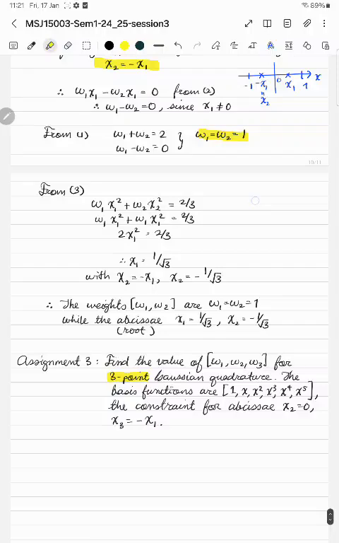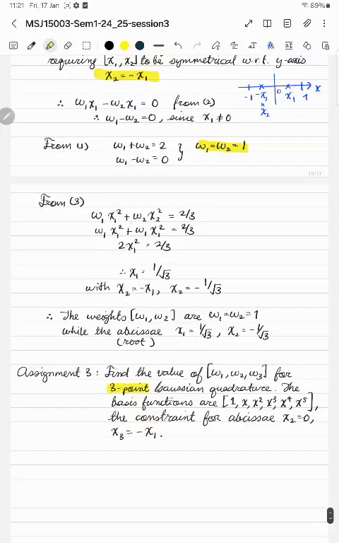now we can simplify equation 3, where we have w1 x1 squared plus w2 x2 squared. We can make them both the same here. And again, with some algebra, w1 is already equal to w2. So you have 2x1 squared, and you end up with the final solution of x1 equals 1 over square root 3. And when we solve for x1, we also solve for x2. So in the end, the weights w1 and w2 are w1 equals w2 equals 1. So these are the weights.